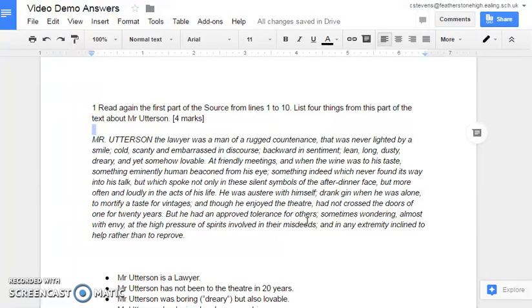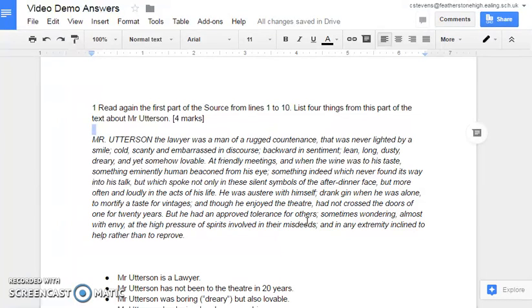He was austere with himself, drank gin when he was alone, to mortify a taste for vintages, and although he enjoyed the theatre, had not crossed the doors of one for 20 years. But he had an approved tolerance for others, sometimes wondering, almost with envy, at the high pressure of spirits involved in their misdeeds, and in any extremity inclined to help rather than reprove.